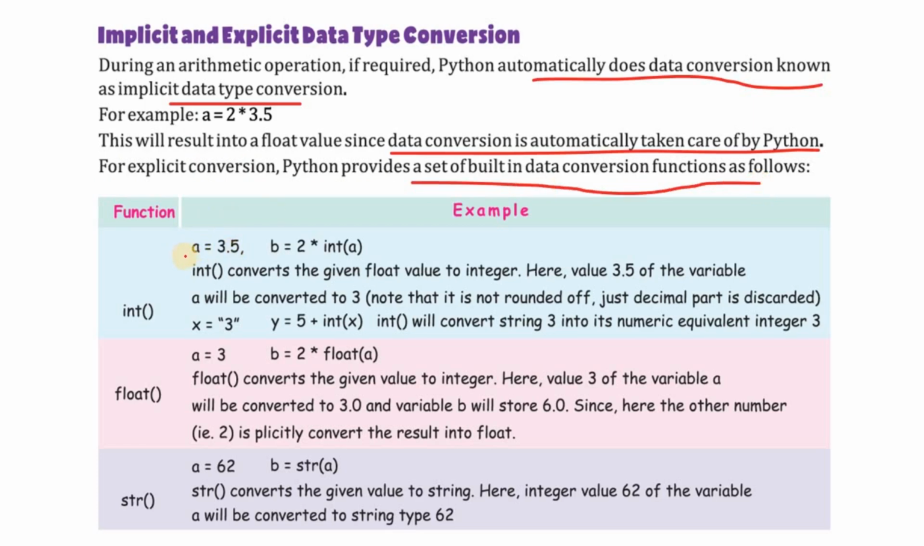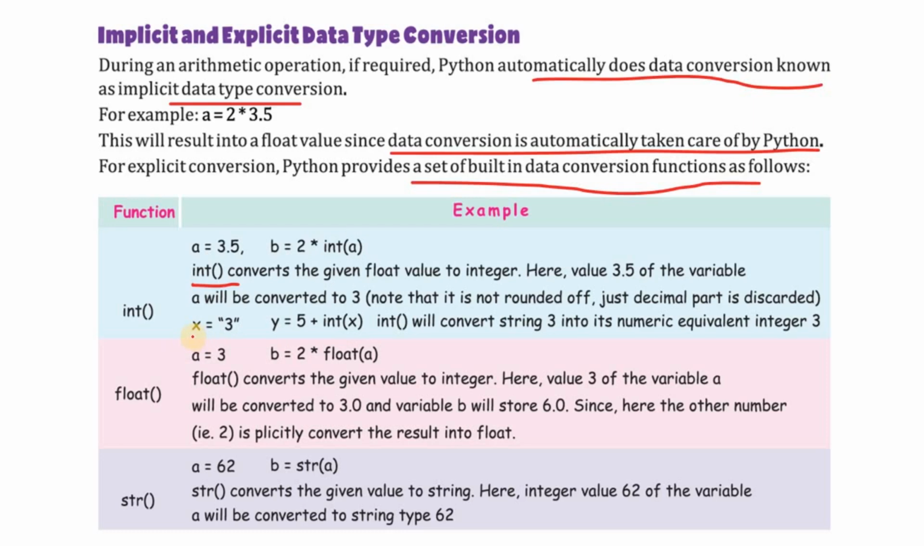Let's see. Say a = 3.5 and b = 2 * int(a). So here what I am doing is I am converting this 3.5 first into an integer. So this is what is done. The int function, with these brackets, converts the given float value to integer. So the value 3.5 of the variable a will be converted to 3, right? And you will get how much is stored in b. So inside b, 2 * 3, which is equal to 6. So 6 will be stored inside b. Okay.